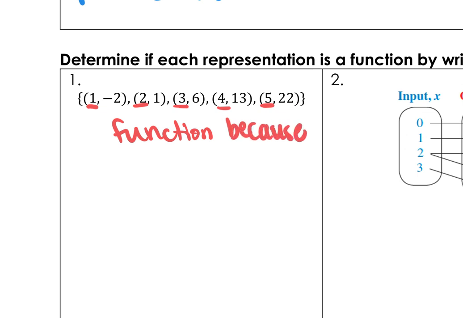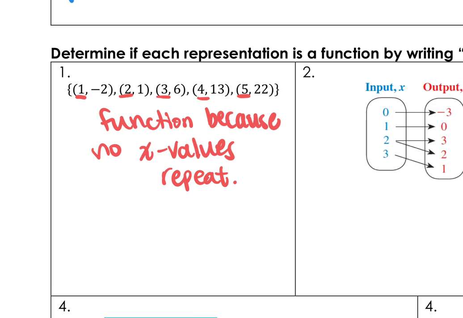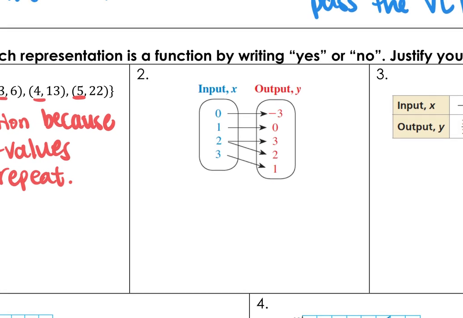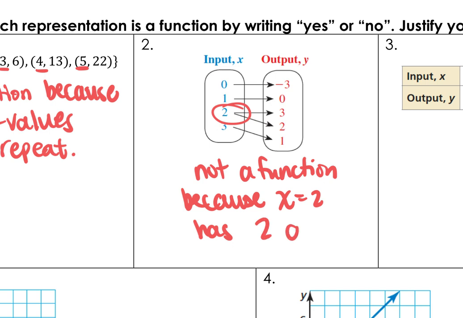because no x values repeat. Each x value only occurs once, so that is a function. Number 2, I've given you one of those mapping diagrams again. So you're looking at how many arrows are drawn from each x value. So these are our x values. We've got one arrow, and what we notice right now here at this 2 is that there are 2 arrows. So this mapping diagram is not a function. And that's because x equals 2 has 2 arrows.